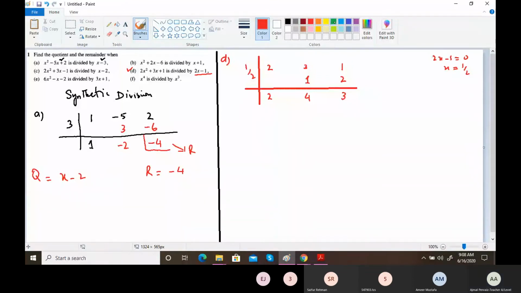Now, the last number which you have is going to be your remainder. So your remainder is going to be 3. And your quotient, as the actual expression was starting with power x square, power 2, this will be starting with x. So your quotient is going to be 2x plus 4. Anybody confused?